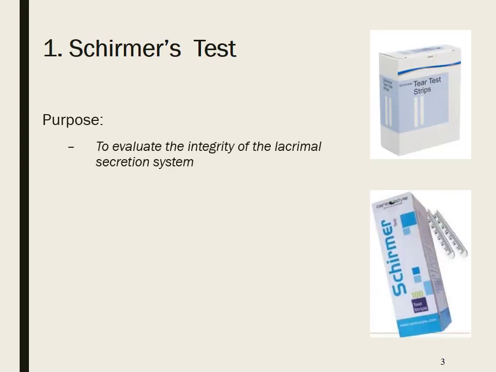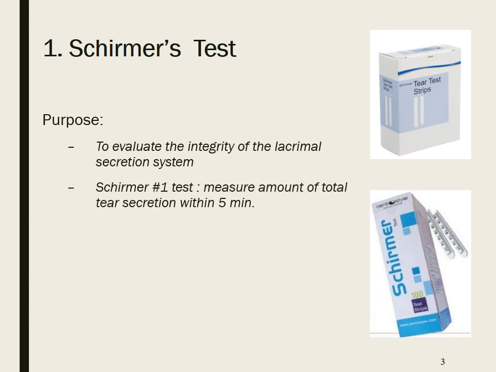Schirmer test is to evaluate the integrity of the lacrimal secretion system. We have the Schirmer 1 and Schirmer 2 test. Schirmer 1 is to measure the amount of total tear secretion within a 5-minute period. And the total secretion actually refers to the sum of basal secretion and reflex secretion.